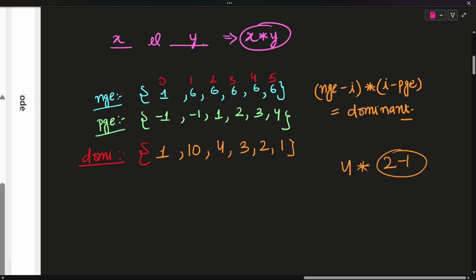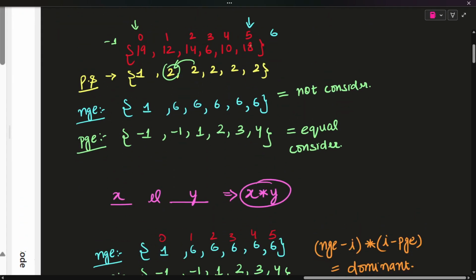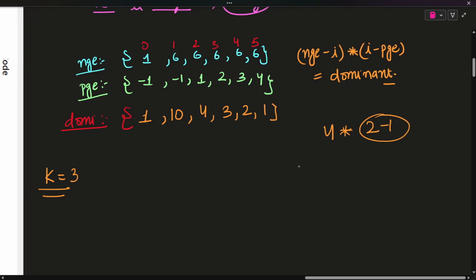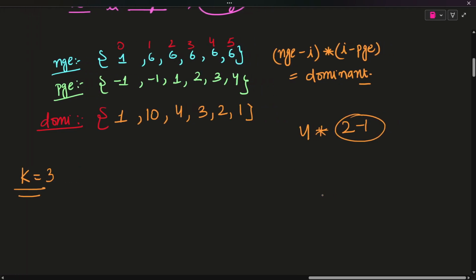Okay. So let me just do the dry run for this particular case and then we will be good to go. Okay. So we have taken k equals to 3 here, right? K equals to 3. So what will our priority queue be looking like?